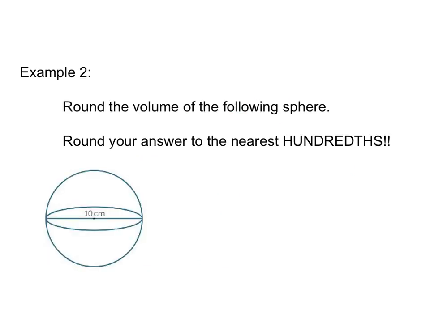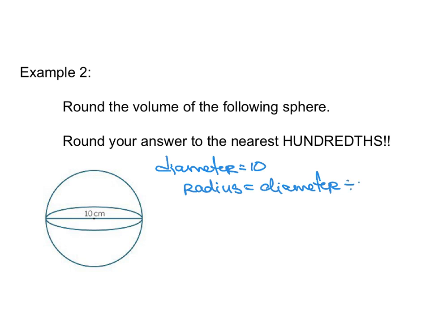Here is example number 2. Notice with example number 2, we have a sphere. We have this 10. Remember, this 10 is actually the diameter. Diameter goes all the way across. So my diameter is 10. My radius, remember, is my diameter divided by 2. So we're going to say 10 divided by 2. What is that? Well, that's 5. So my radius is actually 5.